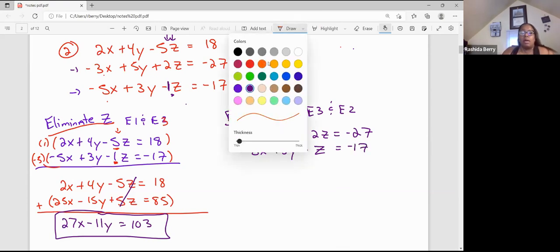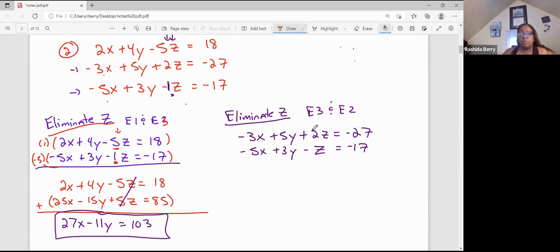All right, so now I'm going to focus on, again, eliminating the z's. So right now I have a positive 2 and I have a -1. What's going to get those to be the least common multiple? It's going to be 2. Again, the top one I'm not doing anything with, keeping it the same. Plus 5y plus 2z equals -27.